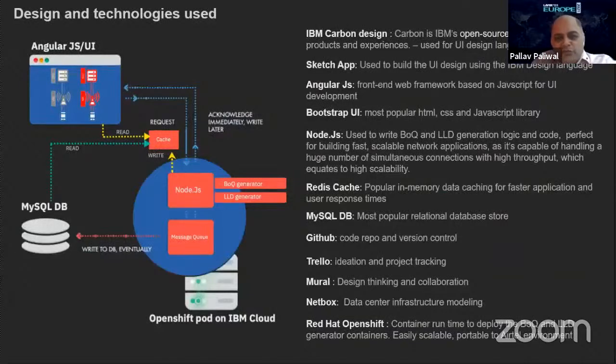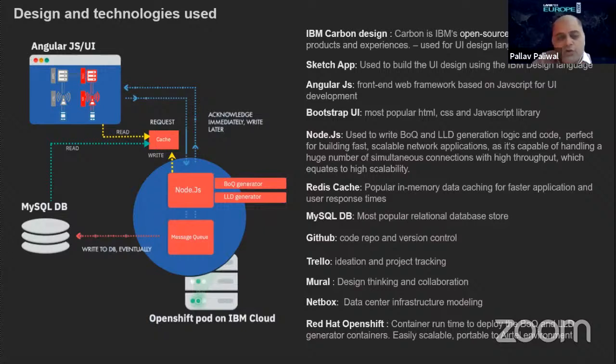These are some of the tools which we have used, from the UI design perspective. It is IBM Carbon design, which we used because IBM was one of the SIs who worked with us in this overall journey. Most of the tools you can see are open source based: SketchUp, AngularJS, Bootstrap UI, Node.js for writing the BOQs and LLD generation, and SQL DB or MongoDB you can use. There is GitHub, and Trello is for ideation and project tracking, for version control and all this.